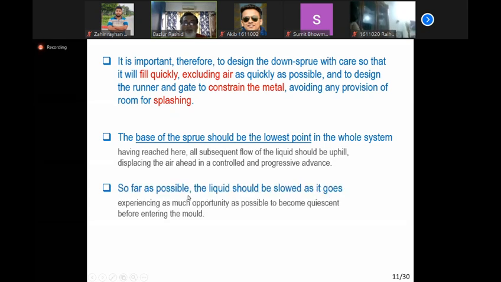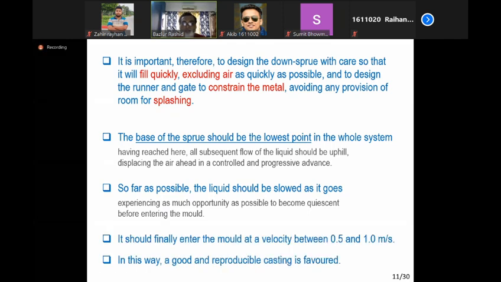So far as possible, the liquid should be slowed as it goes. So if possible, we will allow the liquid metal to slow down so that velocity can be decreased and liquid metal enters the mold cavity in a quite calm manner. So our target is that on entering the mold cavity, the velocity of the liquid should be between 0.5 and 1. So we say that this is the critical velocity. So if we can maintain this velocity while liquid metal enters into the mold cavity, we are okay. So in this way, a good, reproducible casting will be generated.